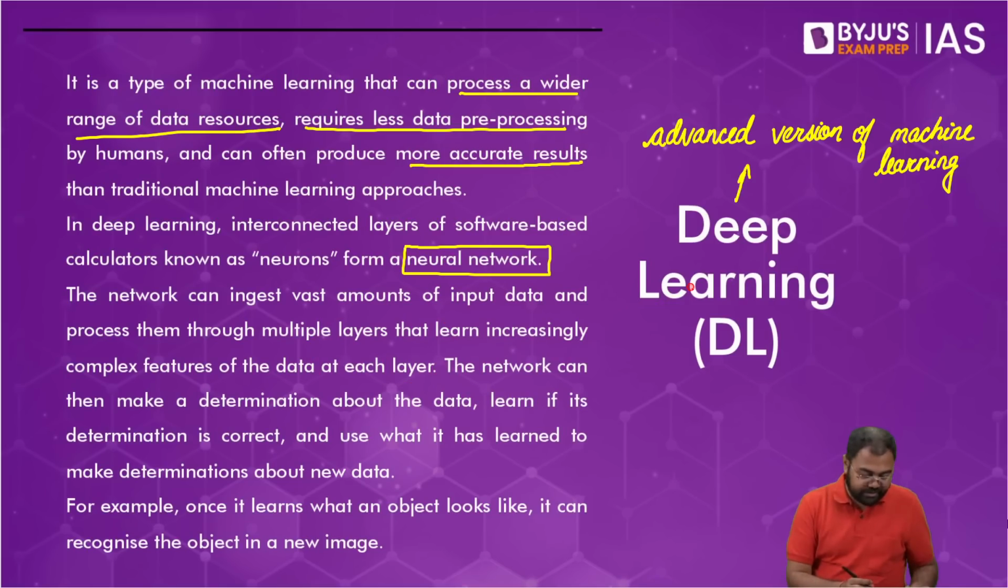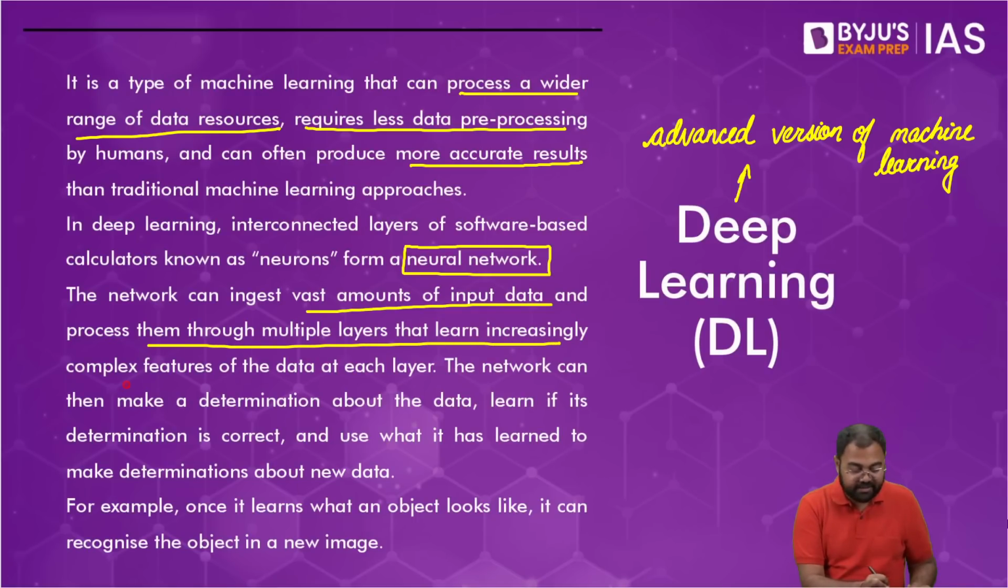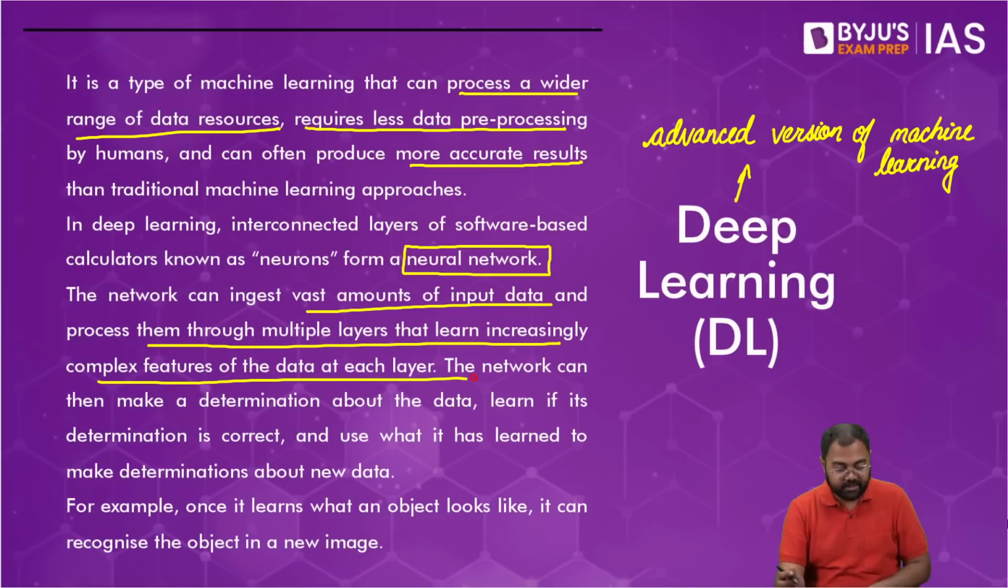So that is how the network can ingest vast amounts of input data, and then process them through multiple layers that learn increasingly complex features of the data at each layer. This is ultimately how they keep on learning, and this is how the various kinds of artificial intelligence work. For example, in image processing, if you have fed a lot of data with regard to similar images, it will be able to comprehend the images much better.